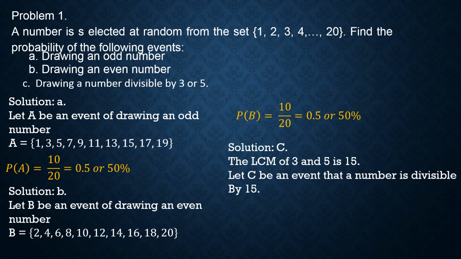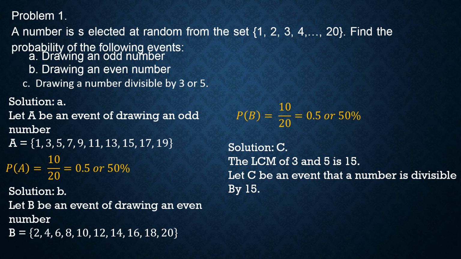Then let us now have the solution for letter C. Of course, for letter C, because we are asked to identify the numbers divisible by 3 or 5, all we have to do is use the LCM. The LCM for 3 and 5, of course, is 15. So how do we use the LCM? We have 3, 6, 9, 12, 15. And for 5, we have 5, 10, 15. So 15 is the smallest common number between 3 and 5.